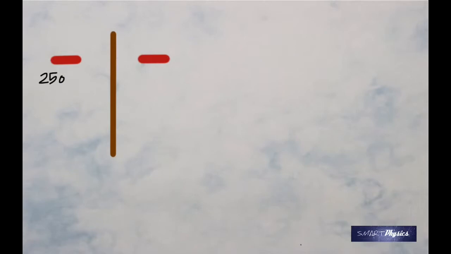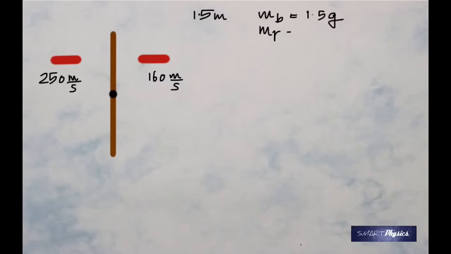The bullet is fired into it at 250 meters per second, and it makes a hole in it and comes straight out through it at a speed of 160 meters per second. The length of the rod or the stick is 1.5 meters. The mass of the bullet is really small, 1.5 gram, and the mass of the rod is 300 grams.